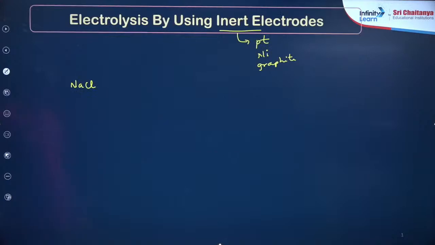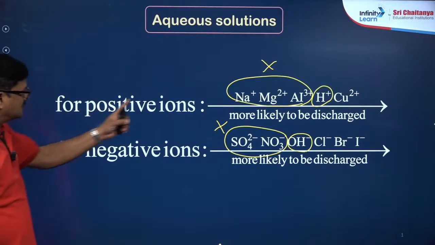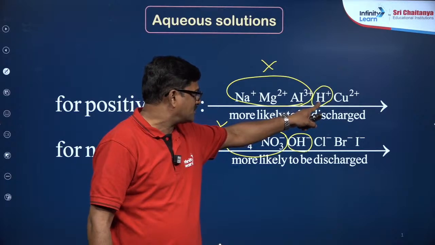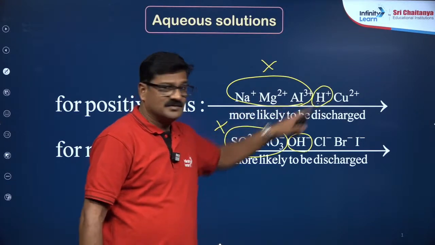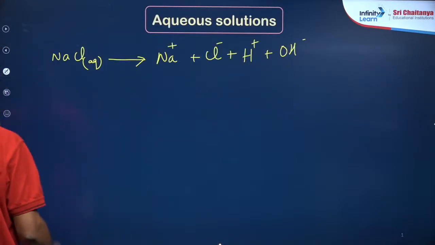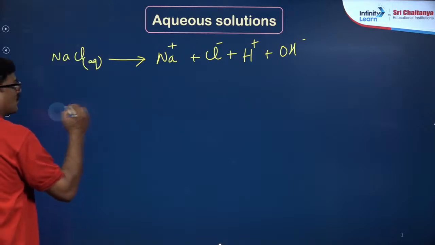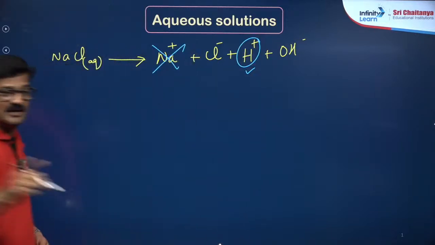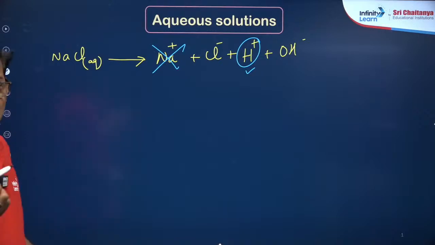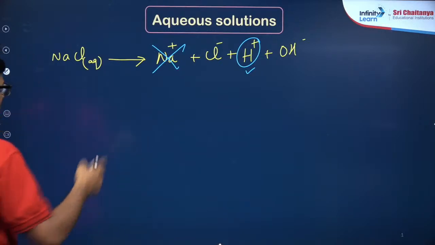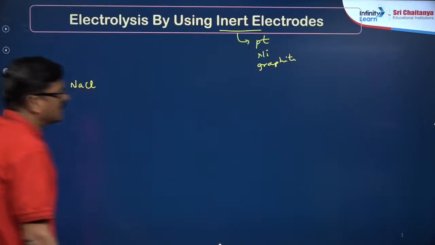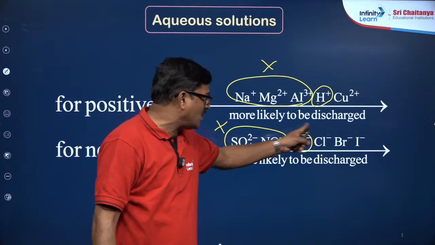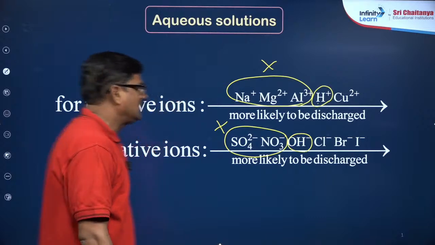So if we go to the previous one, for positive ions, H plus is more likely to be discharged than sodium plus. Therefore, H plus is going to be deposited but not sodium. Are you getting it? Clear? Now, between Cl minus and OH minus, Cl minus will be discharged first rather than OH minus.